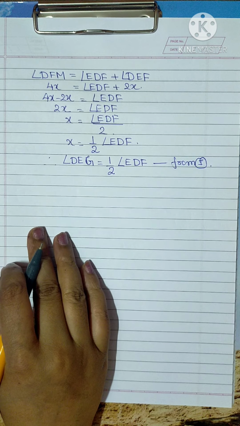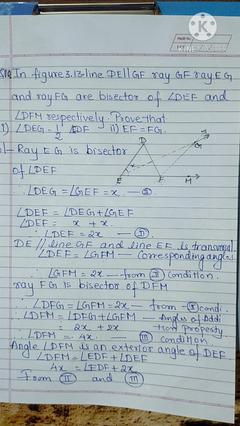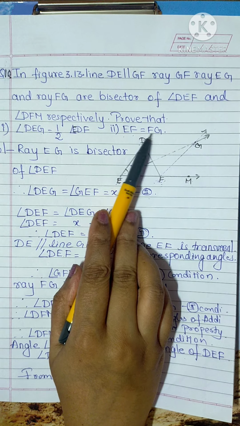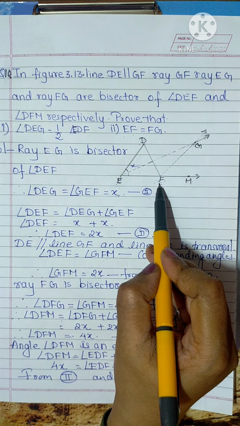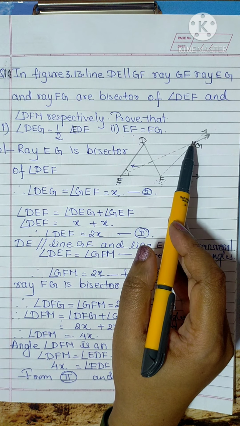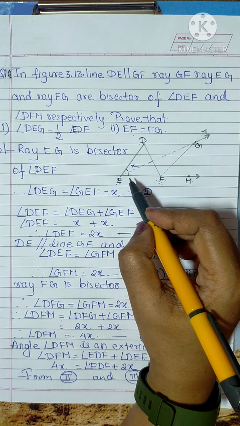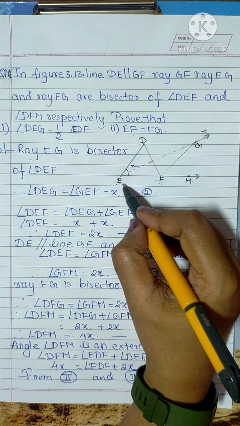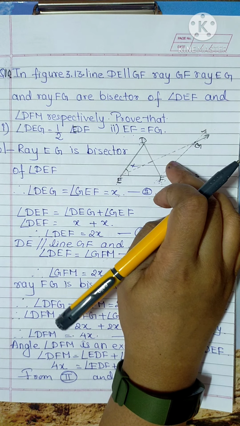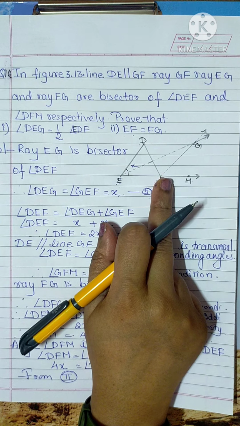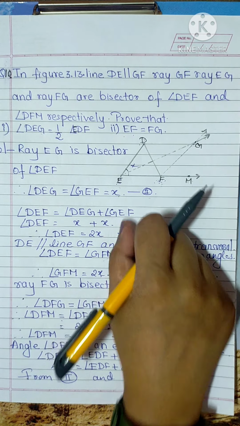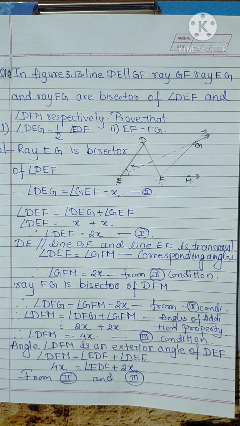Okay. Now the second condition is given. We have to prove that EF is equal to FG. If we prove that triangle GEF is isosceles, and the sides are equal, then we can easily prove that EF is equal to FG. So we'll try that in the next condition. So we'll start with the solution.